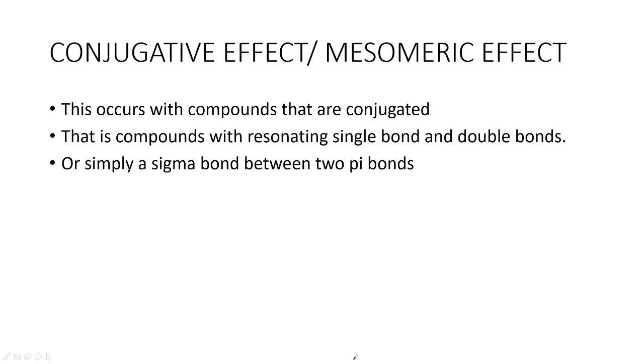This only occurs in compounds that are conjugated. Conjugated compounds are compounds which have alternating single and double bonds and have delocalized pi electrons. Another way to say it is compounds with resonating single bonds or double bonds, or simply a sigma bond between two pi bonds. That is what we call conjugated bonds.